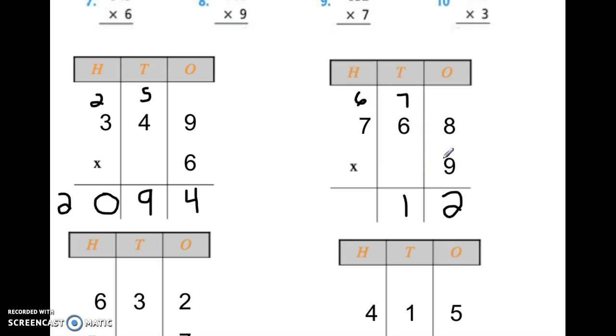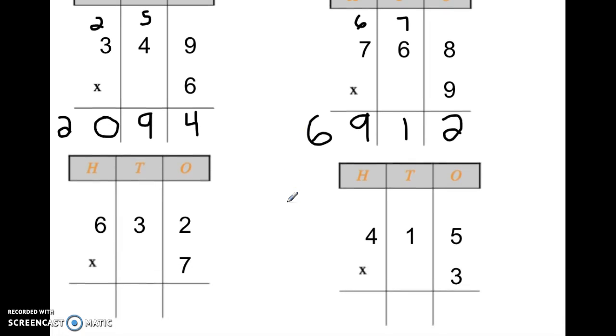All right, and then we do 9 times 7, which would give us 63, plus 6 more, which would give us 69. We got 6,912. All right, so I'm going to go ahead and have you try this next one on a sheet of paper, and then we'll come back and we'll do it together.